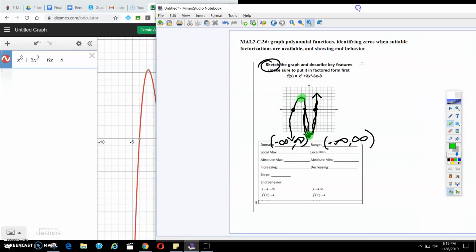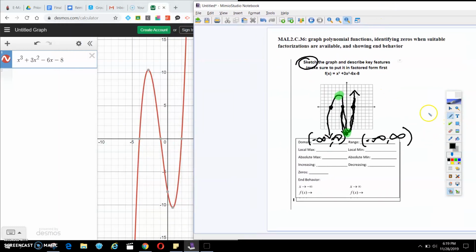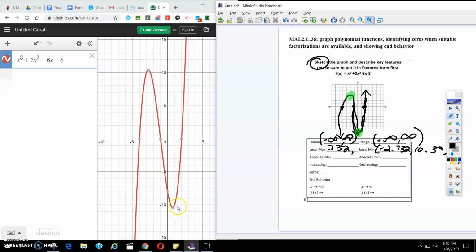Let me write that down really quick. This is going to be negative 2.732, comma 10.3 something. Sometimes your teacher will just ask you for the y, and sometimes they'll ask you for the point, so both. Down here, that's going to be 0.732, and the y value is negative 10.392. We're not going to have an absolute max or min because it goes off the page, right?